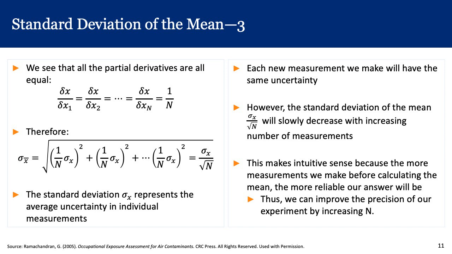So what we have concluded is that the standard deviation sigma x represents the average uncertainty in each individual measurement. Each new measurement we make will have the same uncertainty. However, the standard deviation of the mean, sigma x divided by the square root of n, is the uncertainty in the mean, and that will slowly decrease with an increasing number of measurements. This makes intuitive sense because the more measurements we make before calculating the mean, the more reliable our answer will be. Therefore, we can improve the precision of our experiment by increasing the number of measurements we make.